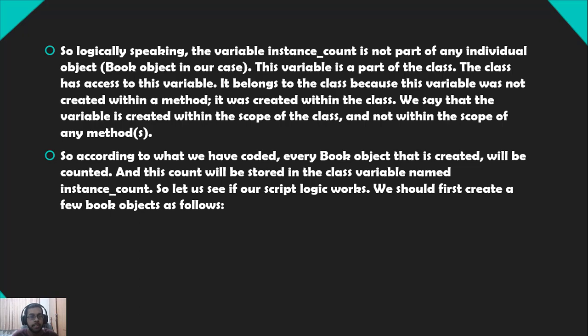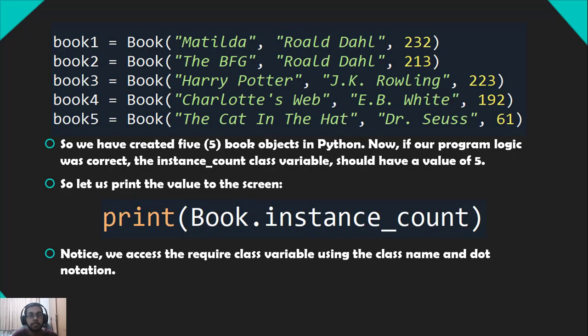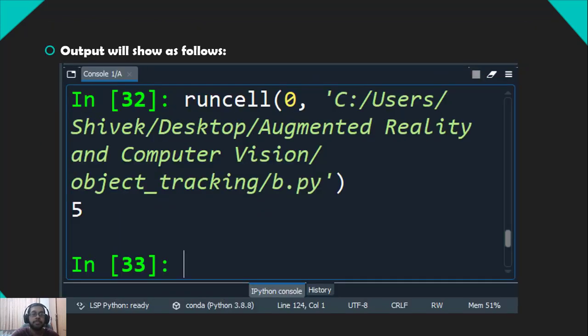So let us see if our script logic works. We should first create a few book objects as follows. So we have created 5 book objects in Python. Now, if our program logic was correct, the instance count class variable should have a value of 5. Let us print the value to the screen. Print book.instanceCount. Notice we access the required class variable using the class name and dot notation. Output will show as follows: 5.